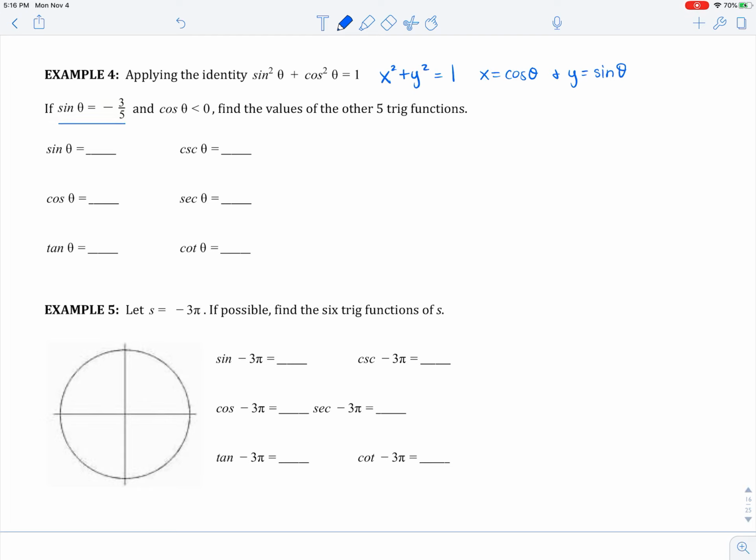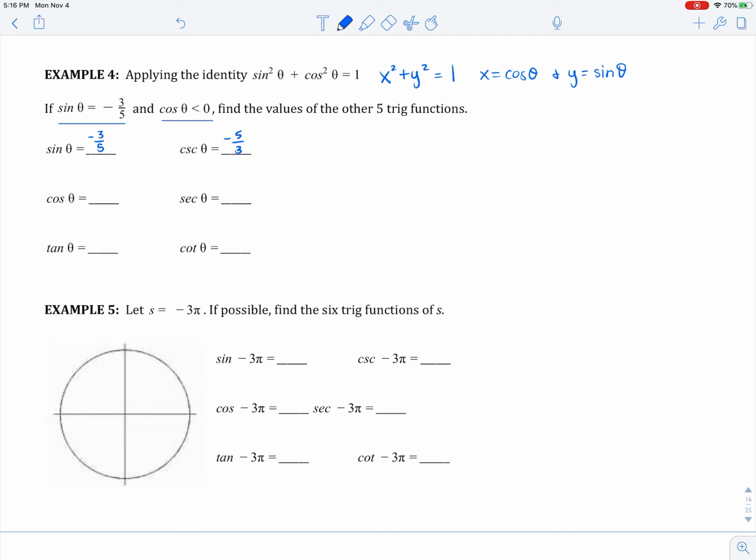So we have sine, and all we know about cosine is that it's negative, it's less than 0. So let's fill in sine theta as negative 3/5. So what else do we know if we know sine? We know its reciprocal. Cosecant is negative 5 over 3. So that's 1 down, 4 more to go.